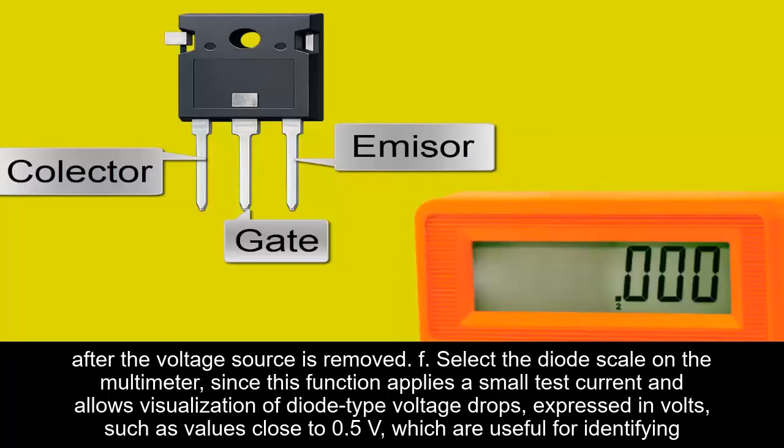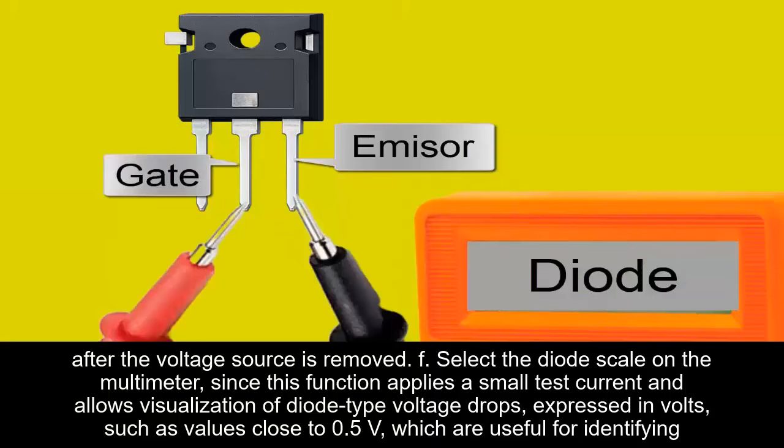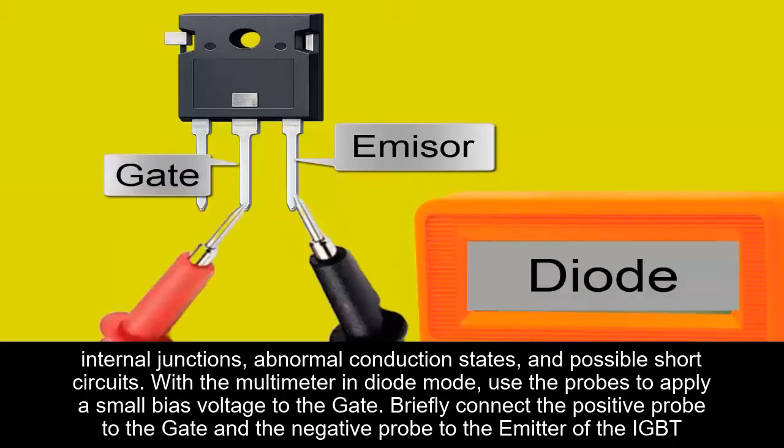F. Select the diode scale on the multimeter, since this function applies a small test current and allows visualization of diode-type voltage drops expressed in volts, such as values close to 0.5 volts, which are useful for identifying internal junctions, abnormal conduction states, and possible short circuits.